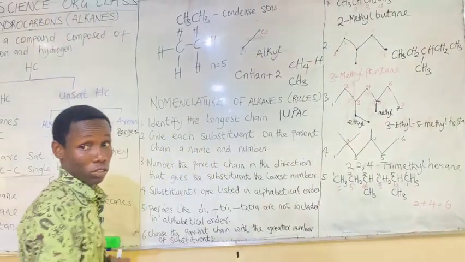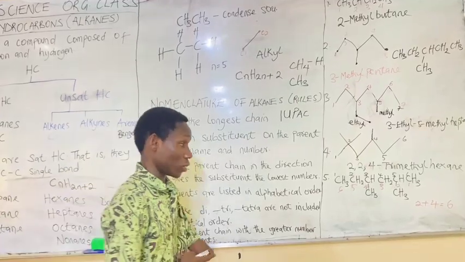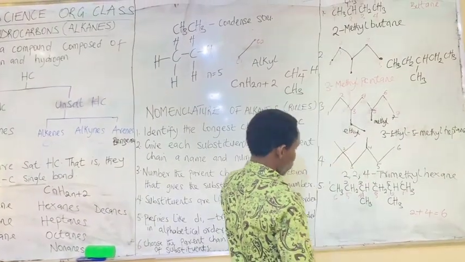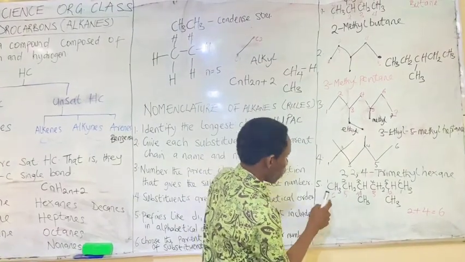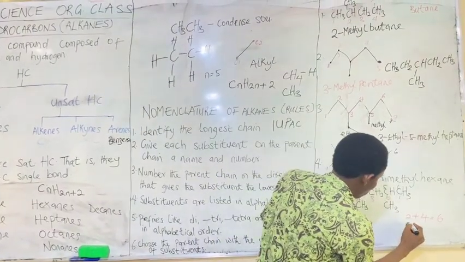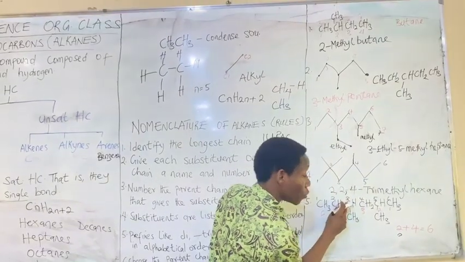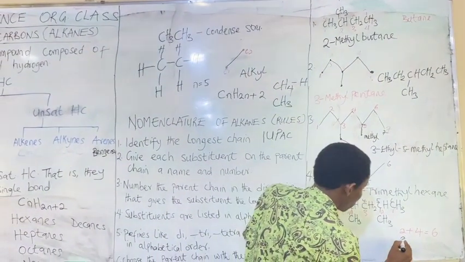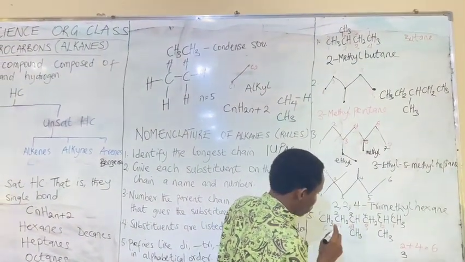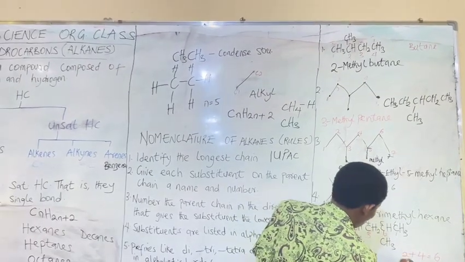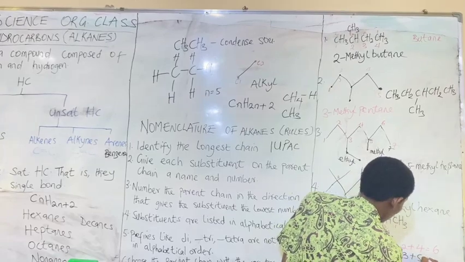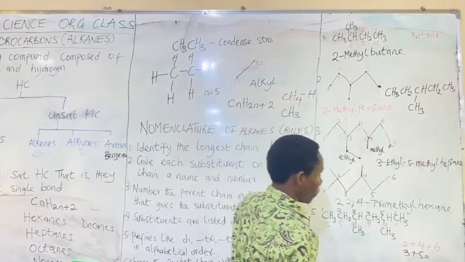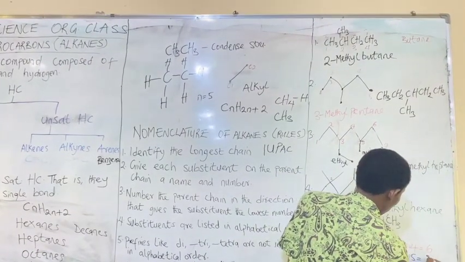That is when we are numbering from the right hand side. How about numbering from the left hand side? Our first substituent will be on carbon 3, while our second substituent will be on carbon 5. 3 plus 5 gives 8.